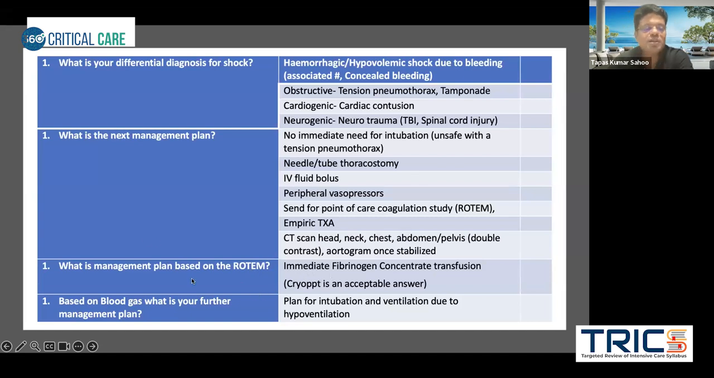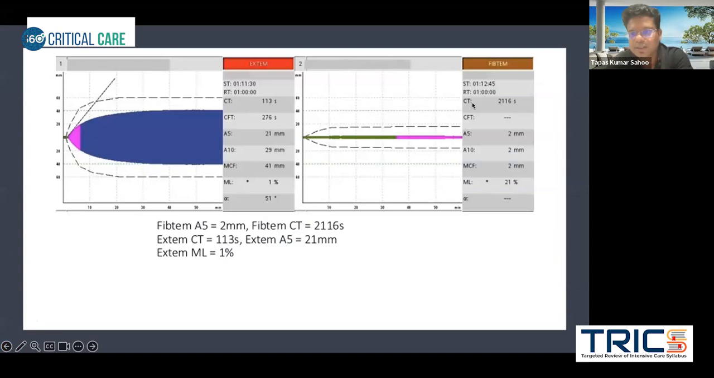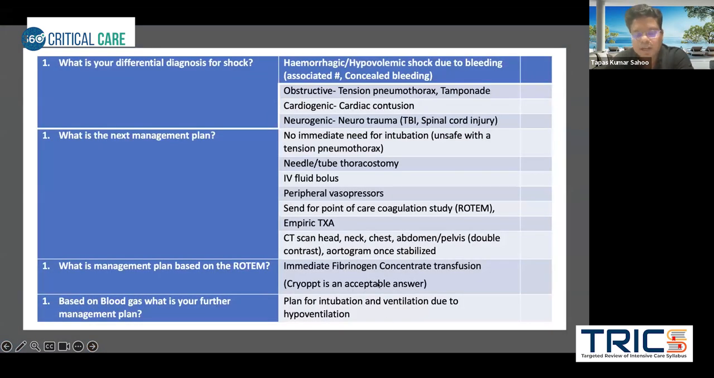So the question is, what is the management plan for the ROTEM finding? As you are seeing here, the CT is 2116, and again you are getting the FIBTEM as a significant problem. So you would be planning to transfuse immediate fibrinogen concentrate. I will be showing you one slide on how you have to prepare in one or two slides your management for the ROTEM finding or TEG finding. Cryoprecipitate is also an acceptable answer.